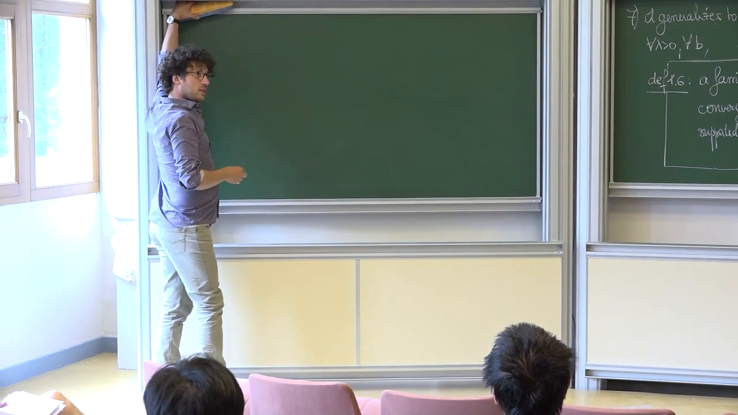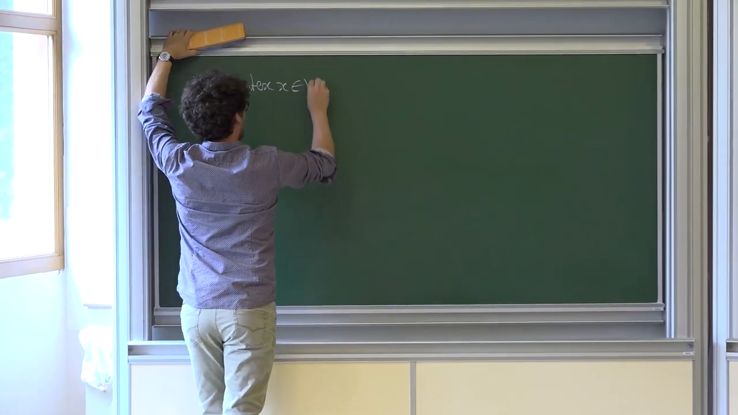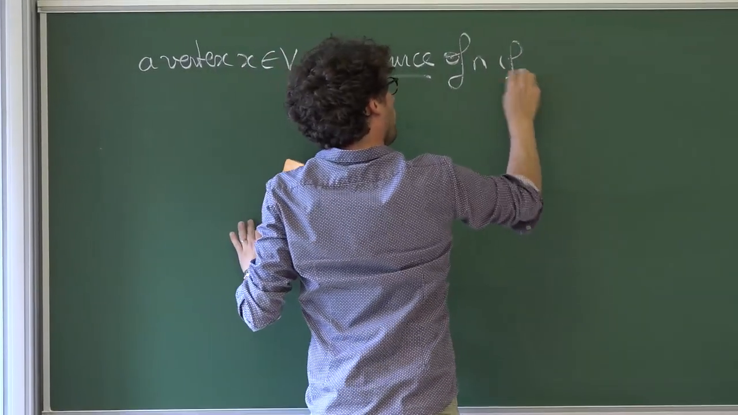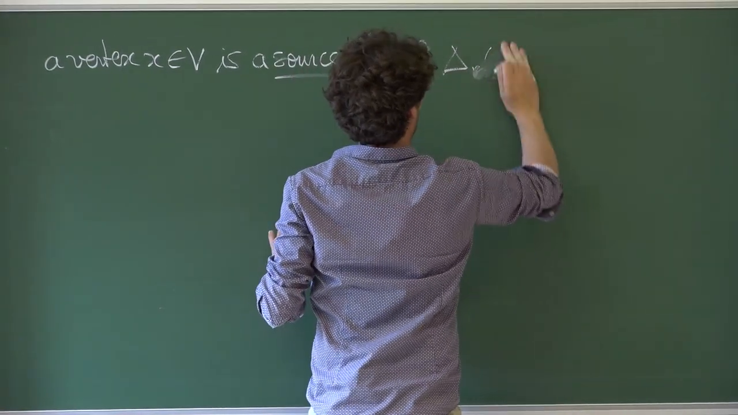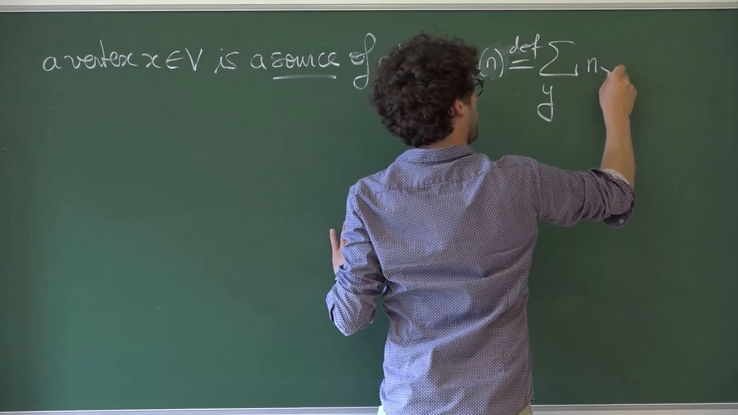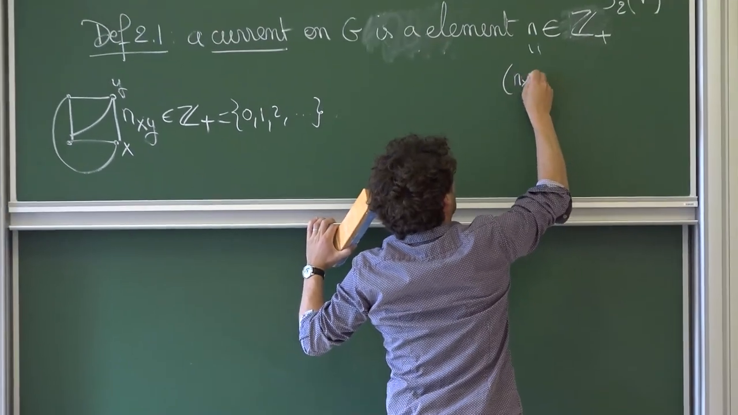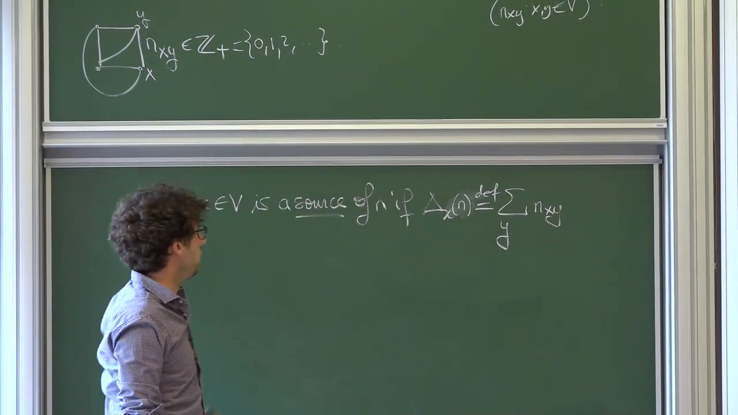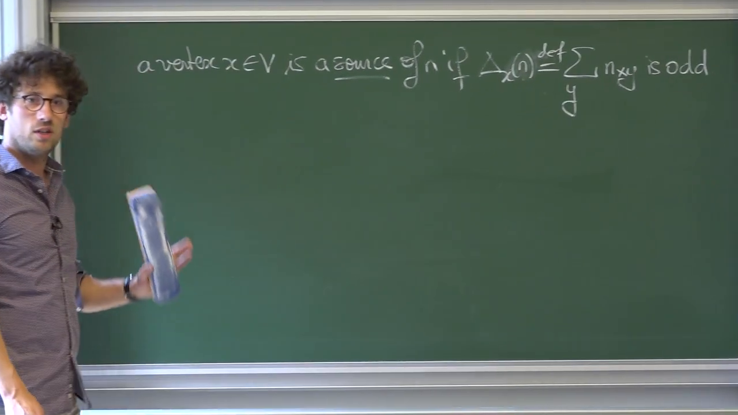So this current, there will be things I want to be considering on it. I will say that a vertex x in V is a source of n if the following quantity, delta x of n, which is just the sum over y in V of nxy, is odd. This is an integer, so it's either odd or even. I will call x a source if it's odd.